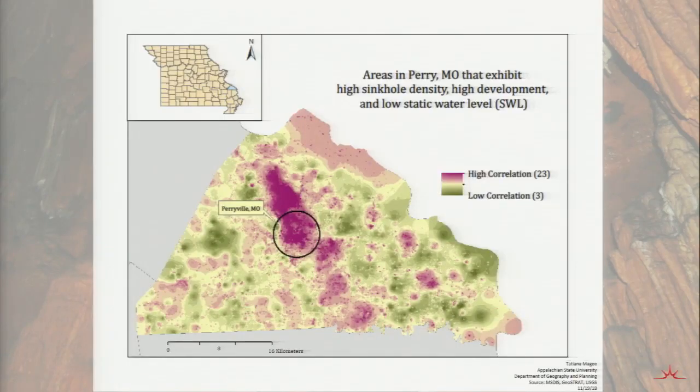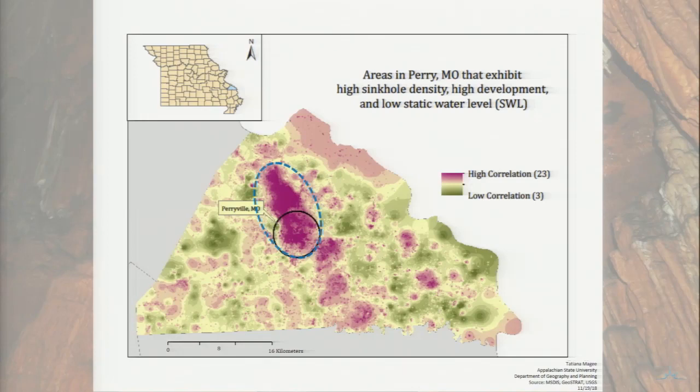This was my first map where all three layers are combined evenly. I hypothesized that this area would have a high correlation because that's where Perryville, the largest city in Perry County, is. Therefore, I believe that there would be a lower static water level, higher building density, and I assume there would be a higher sinkhole formation. What I found interesting was that there was this area that kind of just branched out of Perryville, where there was also a really high correlation, which I was not expecting to find at all because that is outside city limits.